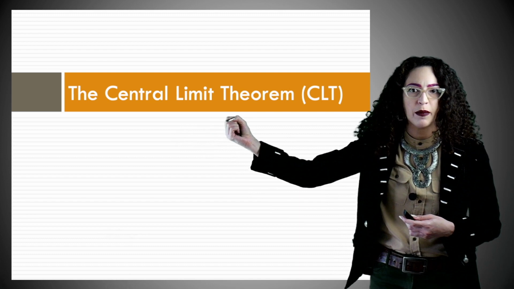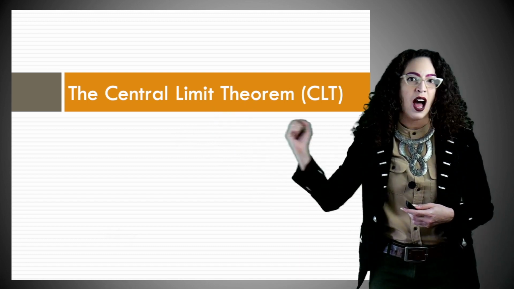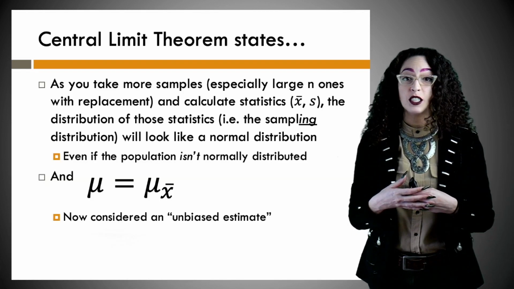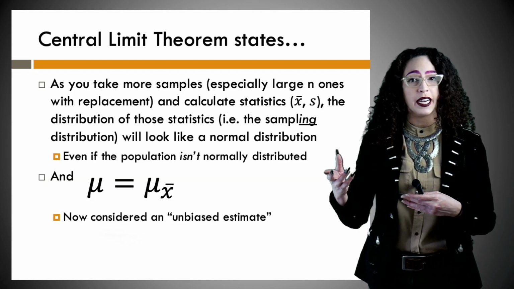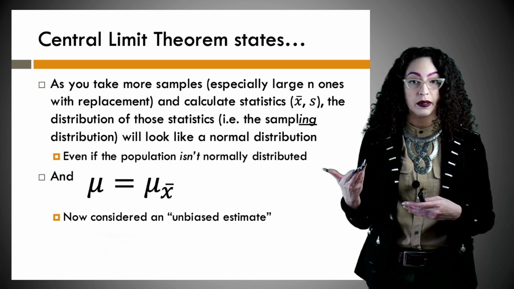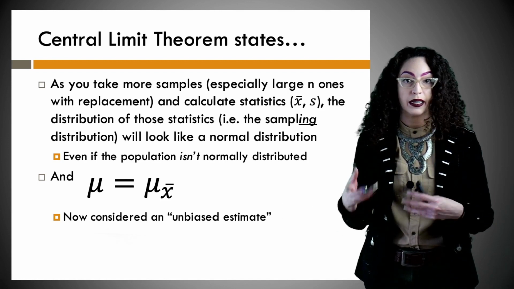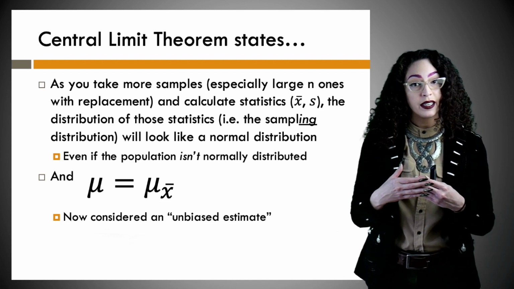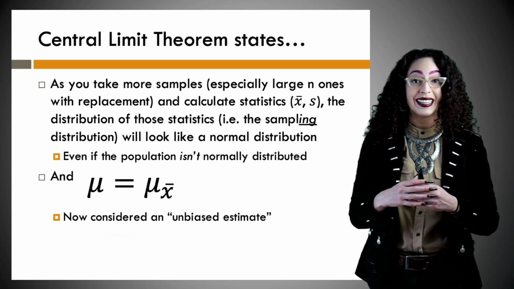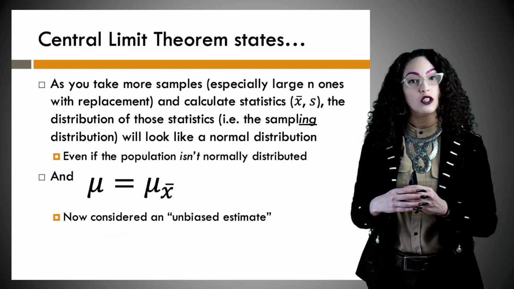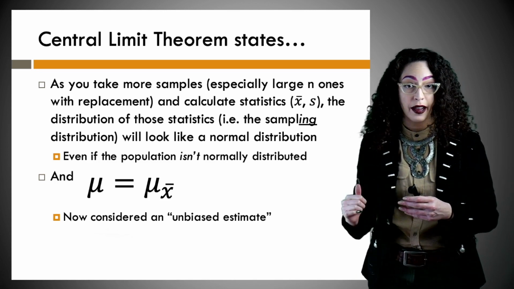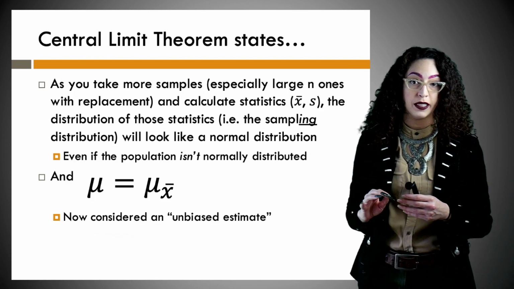The central limit theorem. Let's explore the wonders of the central limit theorem. The central limit theorem states, as you take more samples, especially large ones, so with really high N, with replacement, that means that people you select, you can put them back in again and use them again, and calculate statistics like the mean, the distribution of those statistics, that is the sampling distribution, will look like a normal distribution, even if the population data is not normally distributed.